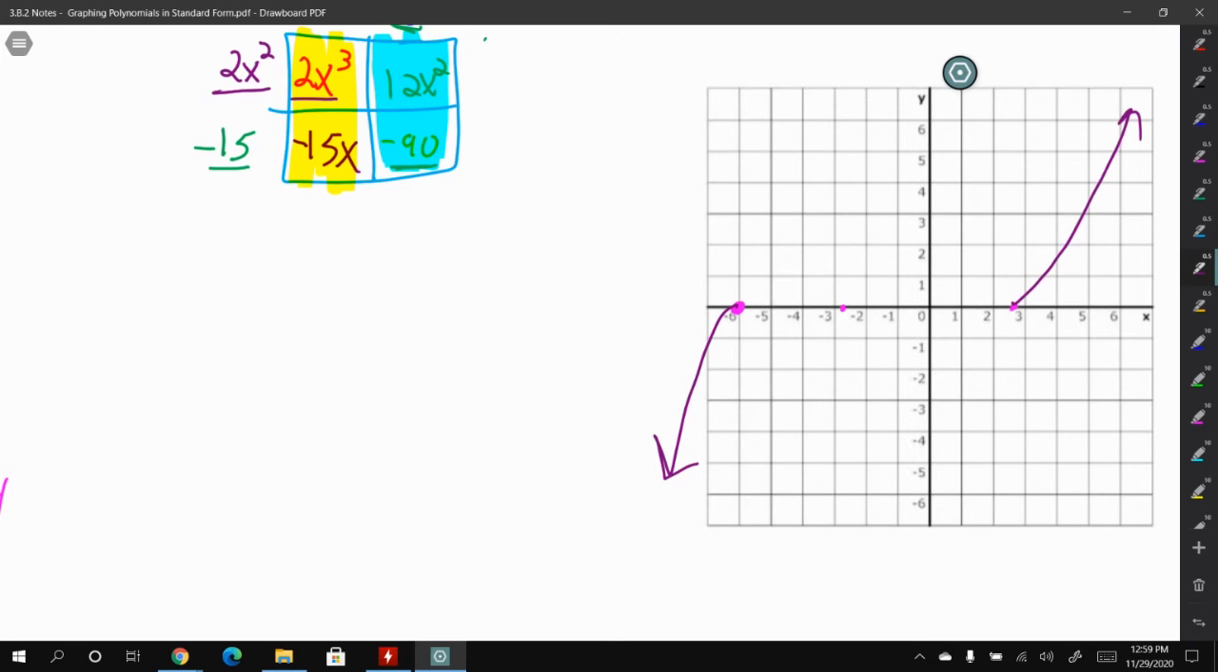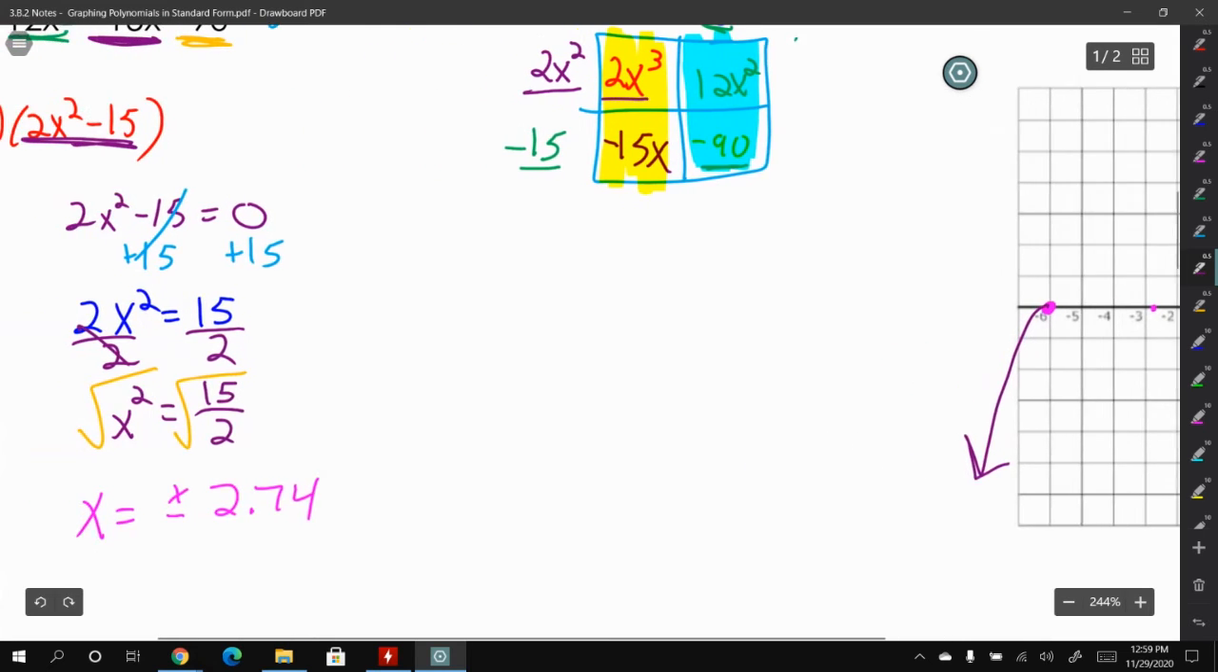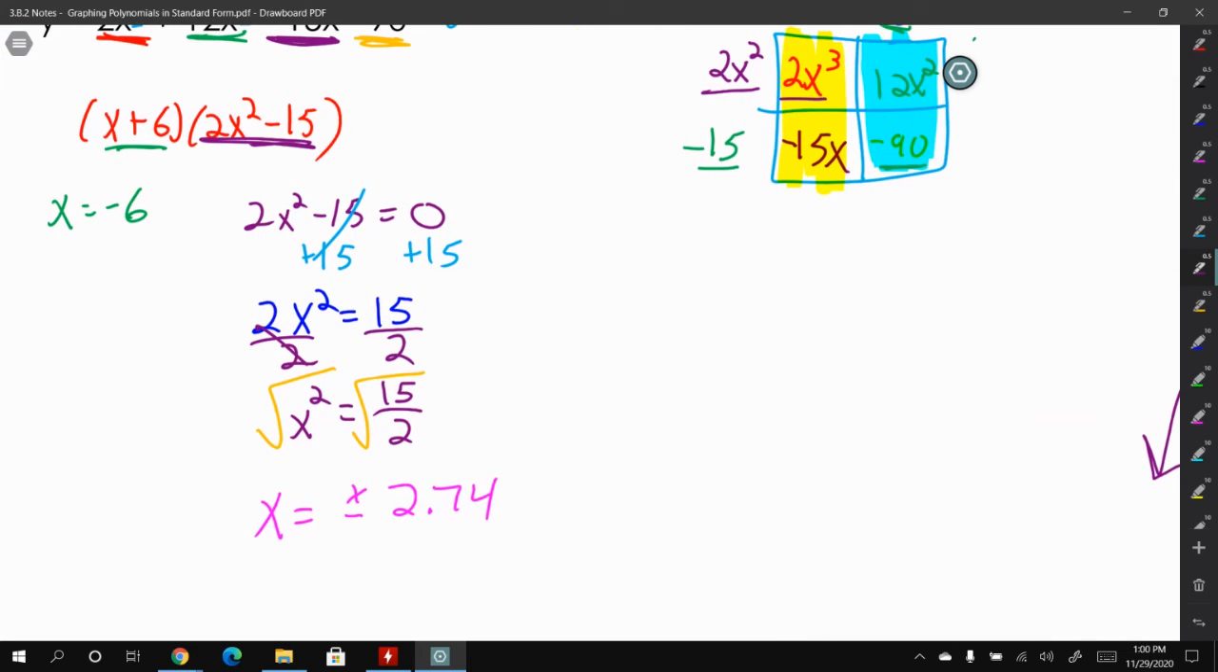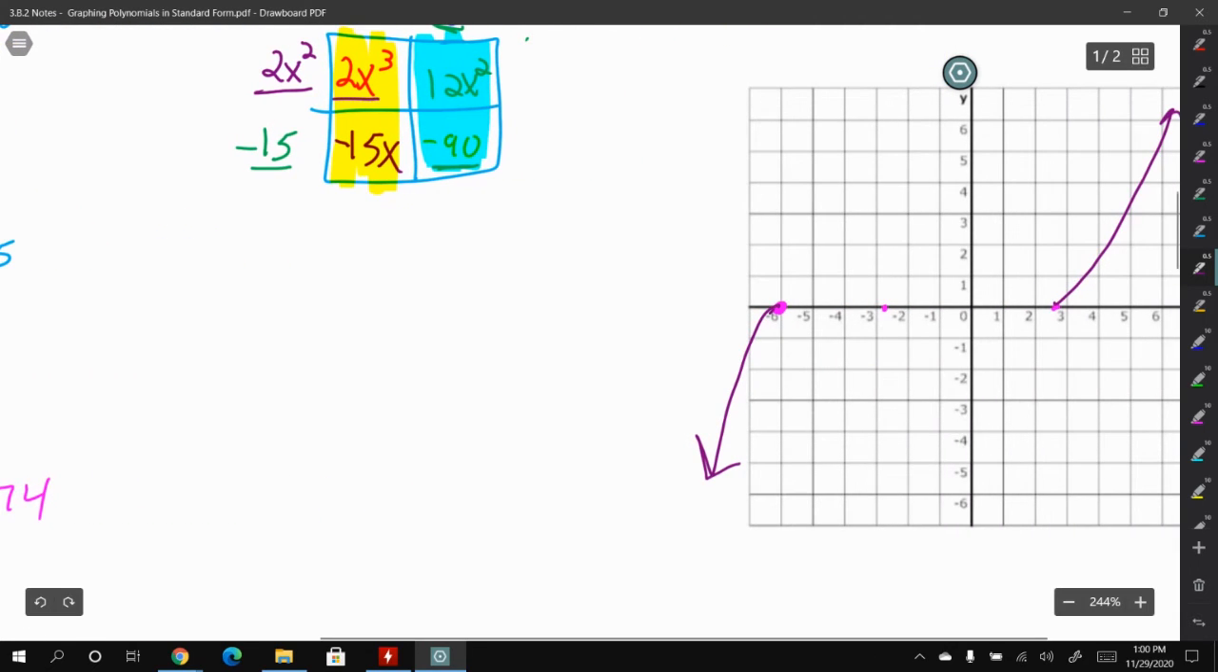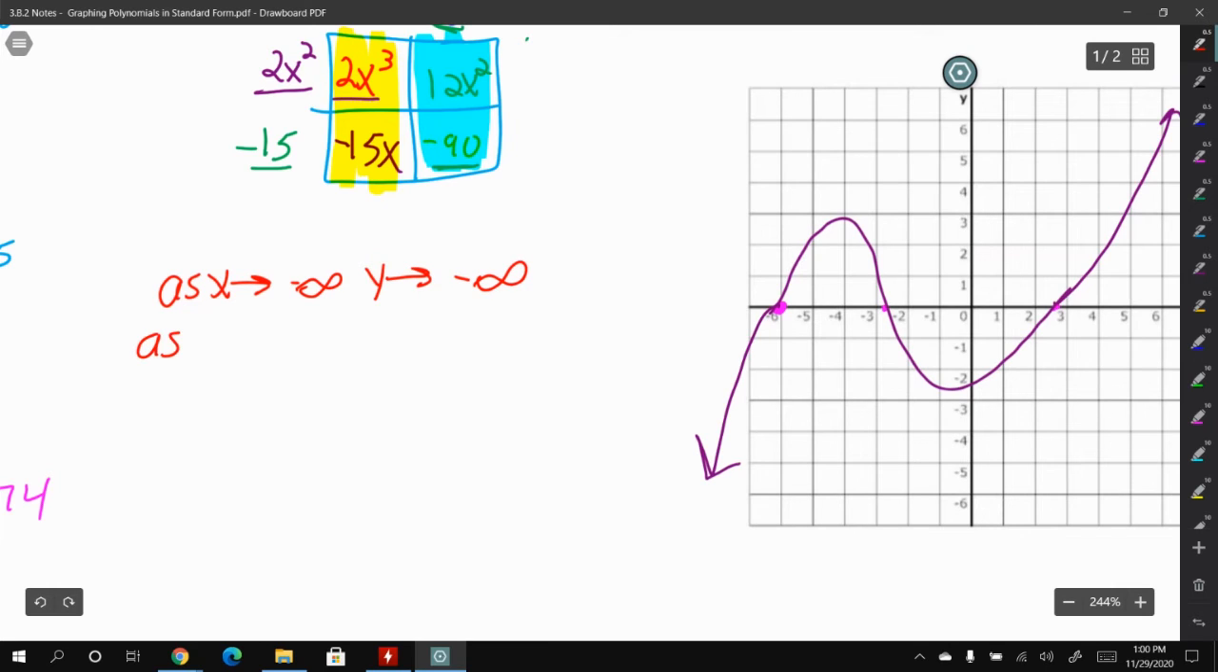And since all of our zeros are different zeros, we don't have any repeated zeros, meaning we don't have x equals negative 6 twice or x equals 2.7 twice. We have negative 2.7 and positive 2.7, which are different numbers. So none of the x's are repeated, so we're going to cross at every x intercept, which makes our end behavior as x approaches negative infinity, y approaches negative infinity, the left side's going down, and as x approaches positive infinity, y is approaching positive infinity, the right side is going up.